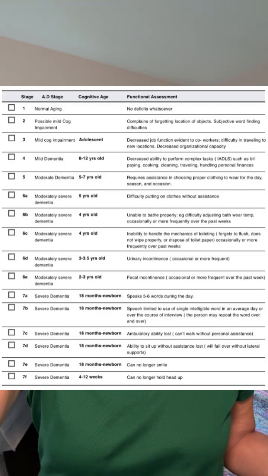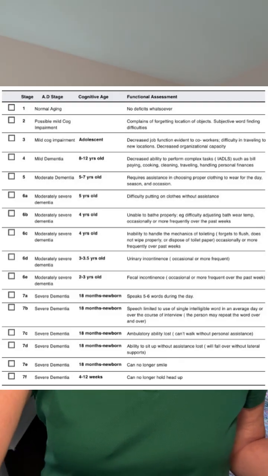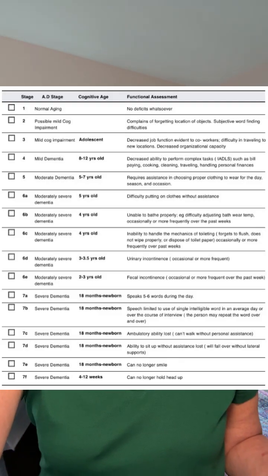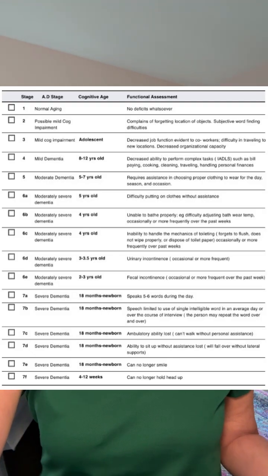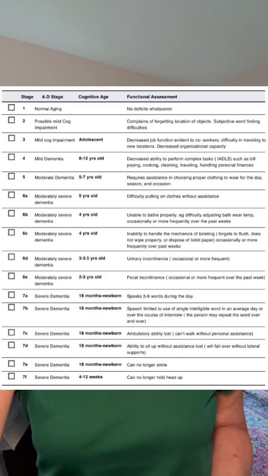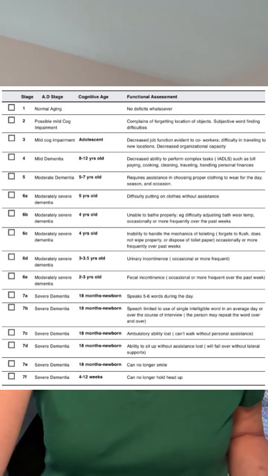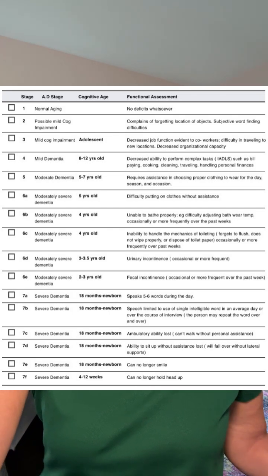So for example, let's look at the FAST level 4 on this handout. So FAST level 4 correlates to a mental age here of between 8 to 12 years old. So would we expect an 8 to 12-year-old to be able to drive themselves across town and find their way back home again? Or would we expect a child really that age to pay their taxes?